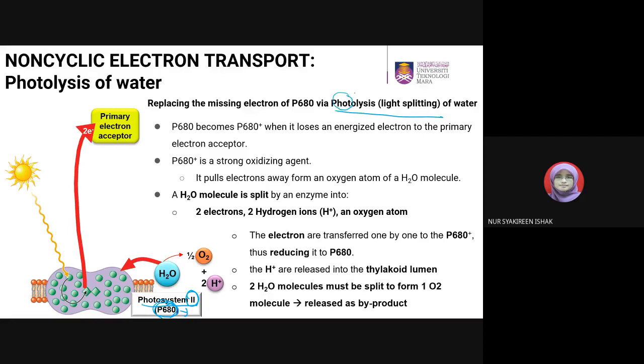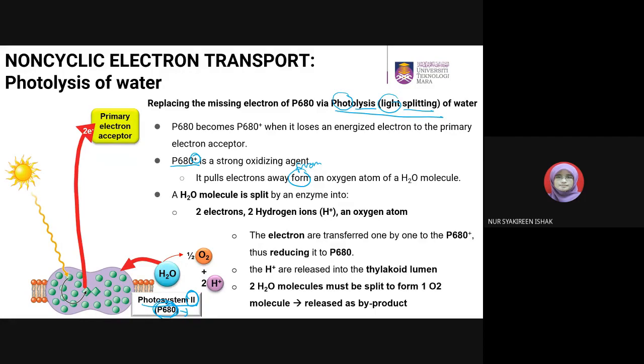Photolysis. Photo means that it requires light. Lysis, split. Okay. So P680 become P680 plus when it loses an energized electron to the primary electron acceptor. P680 plus is a strong oxidizing agent. Nampak? Plus, it is lacking an electron. It is missing an electron. Okay. So in order to replace the missing electron, the molecule will pull electron away from an oxygen atom of water molecule.